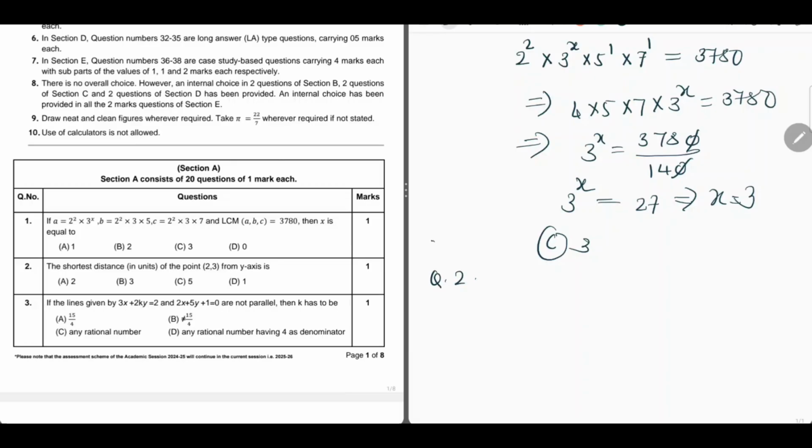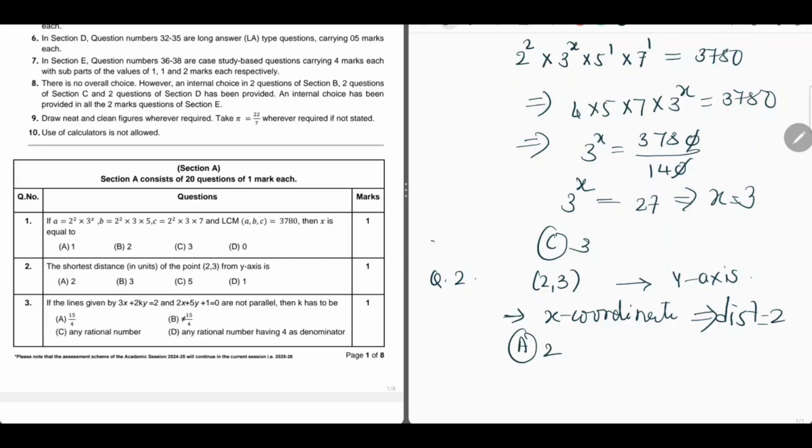Now question number 2. The shortest distance between the point (2, 3) and the y-axis. So see, the x coordinate, which implies the distance becomes 2 units. So that is option A, 2.